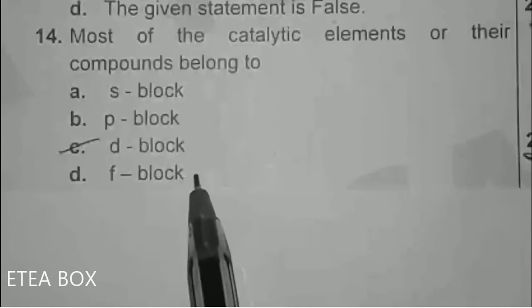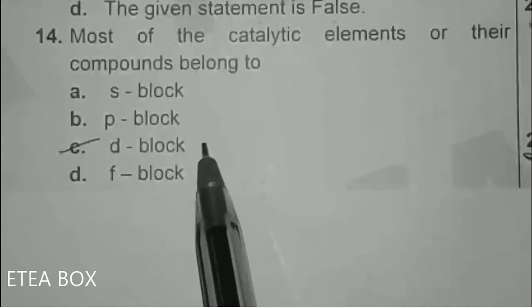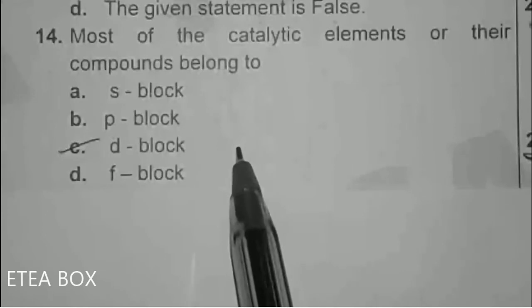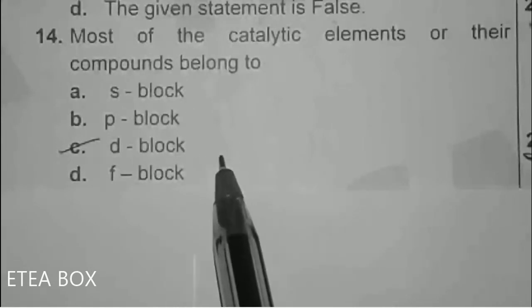Most of the catalytic elements or their compounds belong to the d block. This is because the d block has the ability to form intermediate compounds, and also it has the ability to form interstitial compounds. In d block elements, the crystal lattices have small holes, and in these holes they absorb the reacting substances, and that's why they can easily be converted into product.